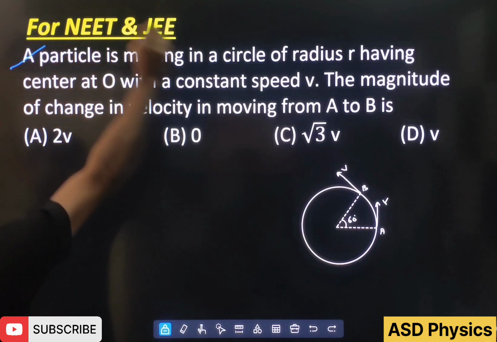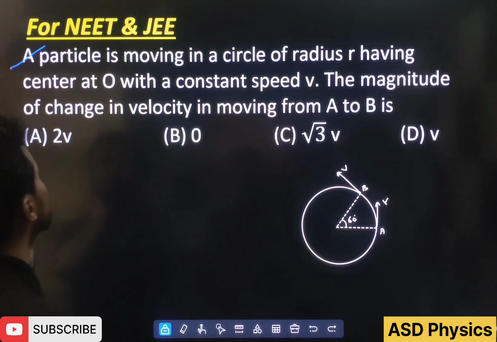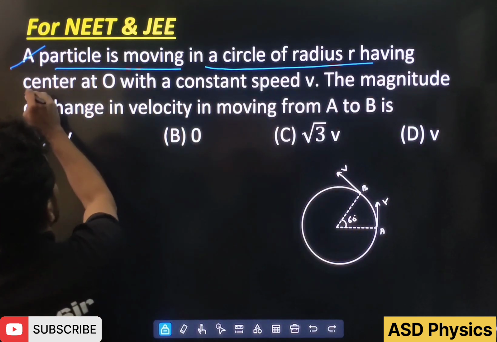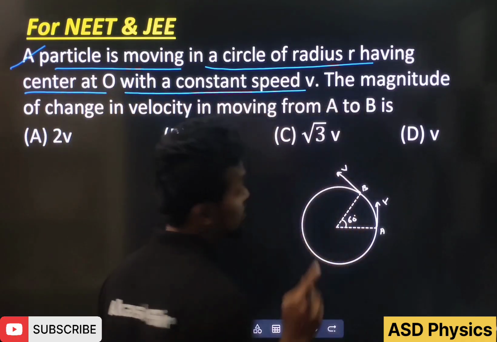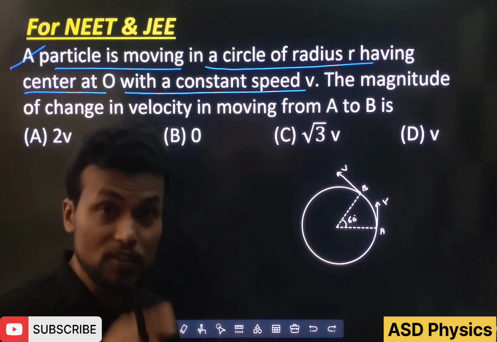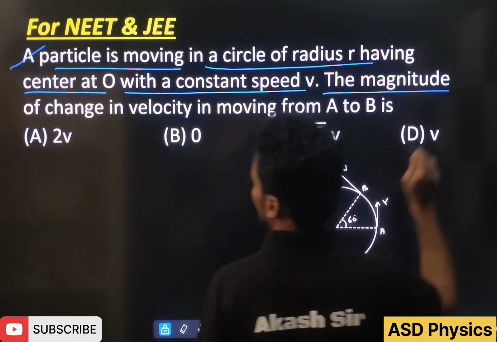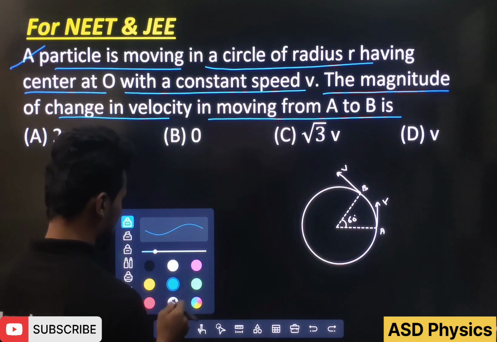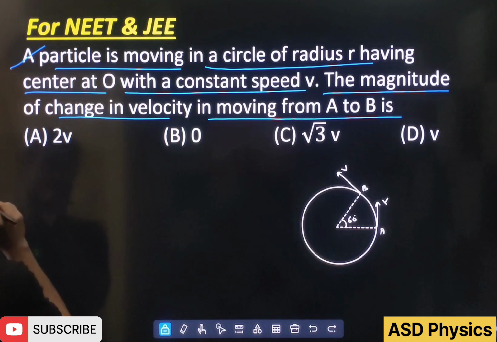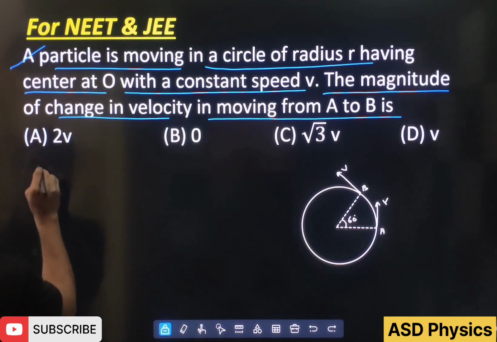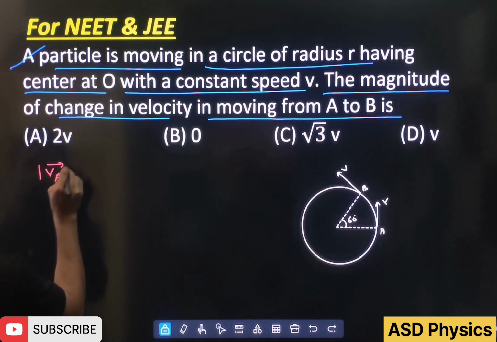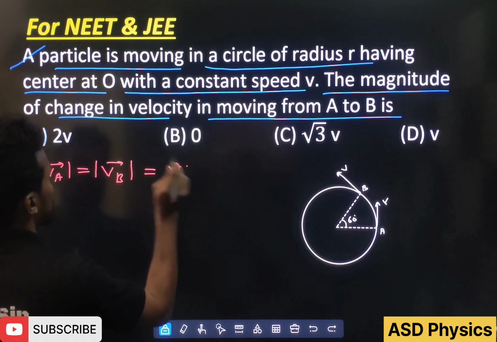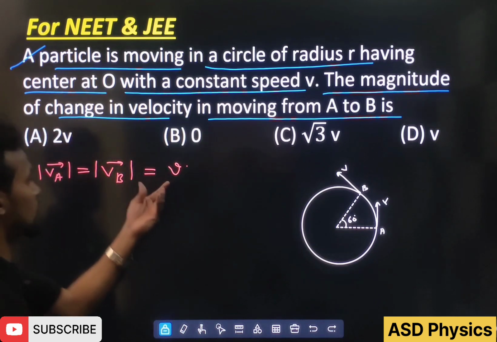Now see here, from NEET and JEE point of view, this one, let's say here, a particle is moving in a circle of radius r having center O with a constant speed v. That means which kind of motion? Uniform circular motion is there. The magnitude of change in velocity in moving from A to B, how much is there? Okay, so here you have to remember one thing. First, if I talk about the magnitude of the velocity, velocity at point A and velocity at point B, what is there? The magnitude is same. So mod VA and mod VB is equal to how much? v.